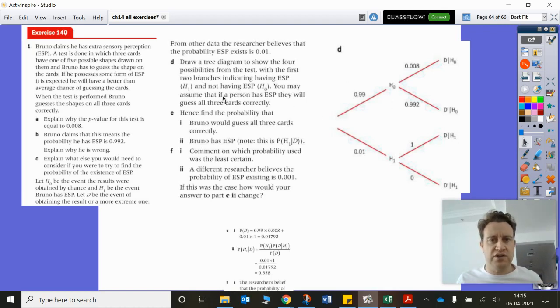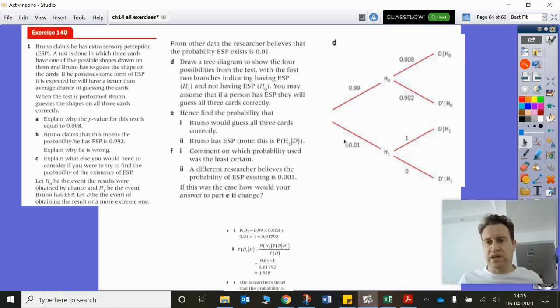So we've drawn this. You may assume that if a person has ESP, they will guess all of 3 cards correctly. So following on from what happens in the population as a whole, which is what they've told us to put on the original branches, we've then got the result from this test, whether or not we think Bruno has it. So that is to say, are we in that critical region in the case of Bruno having it? I don't know if I've said that right. Are we in the critical region based on whether H0 or H1 is true?